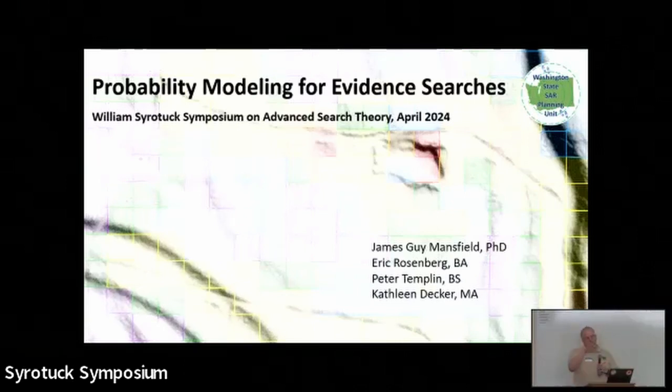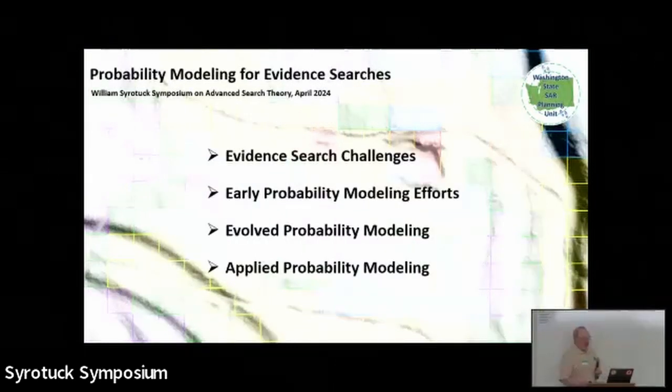You'll see a progression of how we've done a few things and then where we are today and how those have been applied. So, all right. I'll begin briefly by just reviewing some of the characteristics and challenges in planning for evidence searches. Then I'll follow by sharing some of our early and not always so elegant attempts to formalize probability modeling when planning for evidence searches. Then I'm going to hand it over to Guy Mansfield, who's going to talk to you about where we are today and show you how we've applied that to some recent searches.